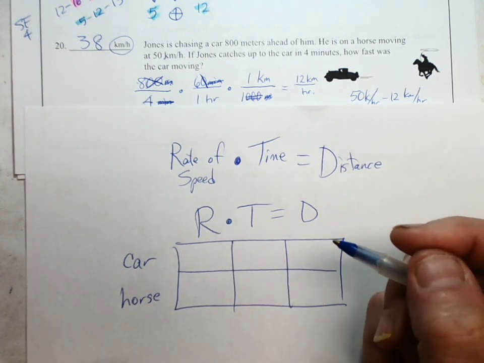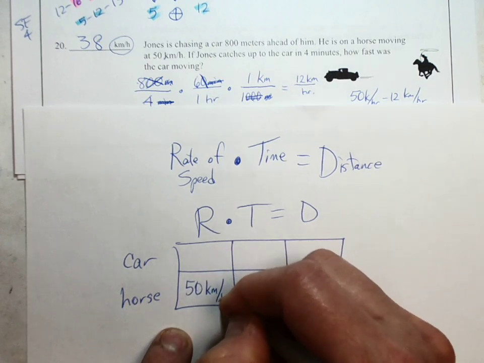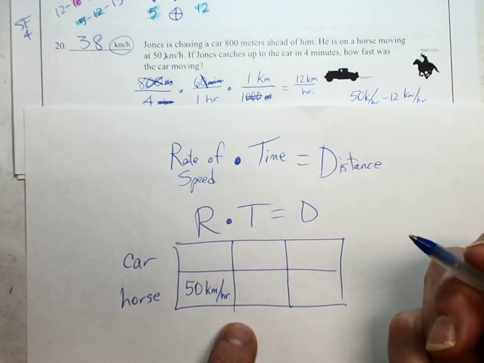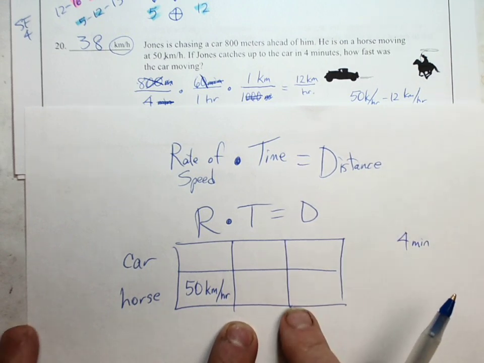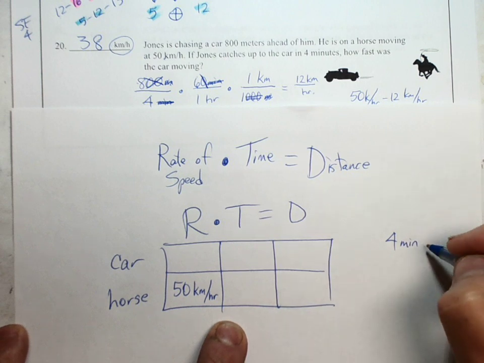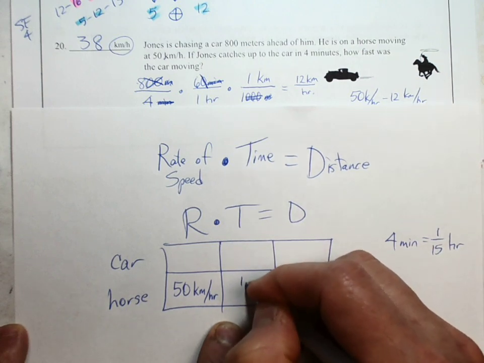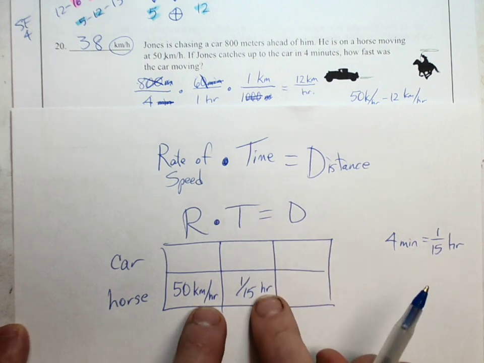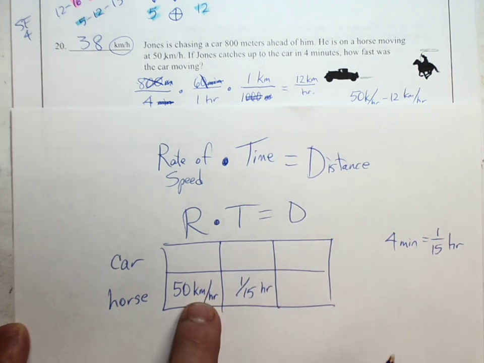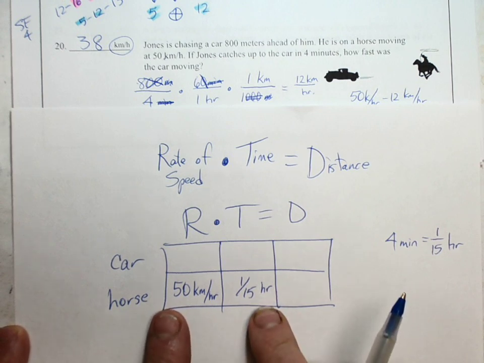So I know the rate of speed of the horse is 50 kilometers per hour, and I know that I have 4 minutes. Well, the thing about it is I need to get into hours. So 4 minutes, if I divide that by 60, is 1/15 of an hour. So I'm going to put 1/15 here, because these two have to have the same unit of time. I can't put hours here and minutes here. It's not going to work.